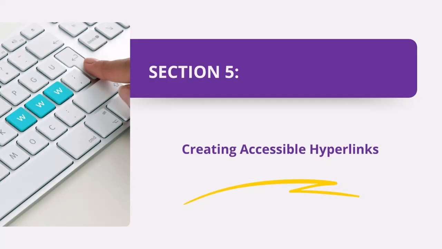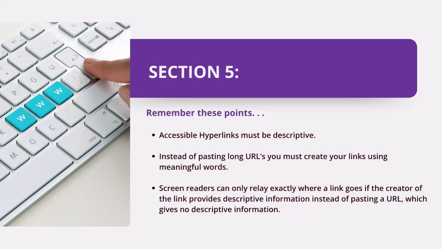Did you know that in order for a hyperlink to be accessible, we cannot simply provide the URL to the website? In order for a hyperlink to be accessible, it must be descriptive. Screen readers can only relay exactly where a link goes if we, the creator of the link, provide descriptive information instead of pasting a URL, which gives no descriptive information.